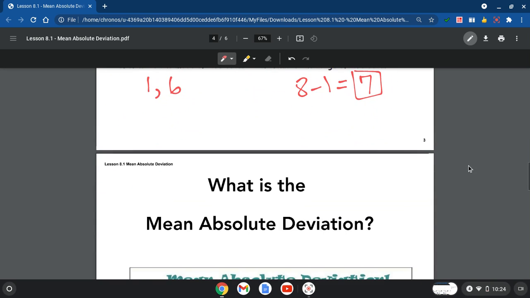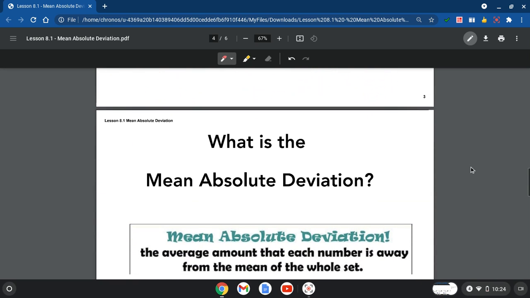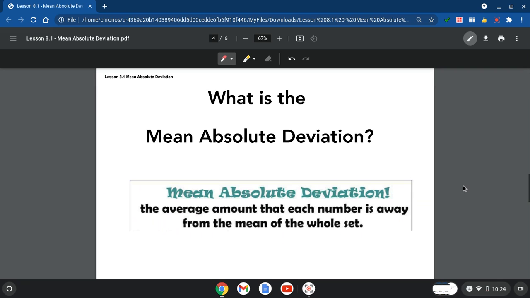Let's take a look at what mean absolute deviation means. In simplest terms, mean absolute deviation is the average amount that each number is away from the mean of the whole set. So what does that mean?